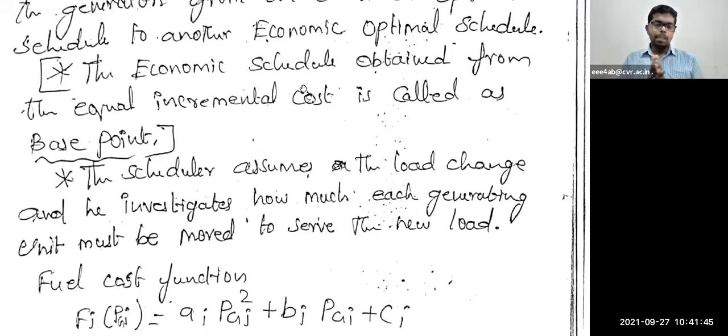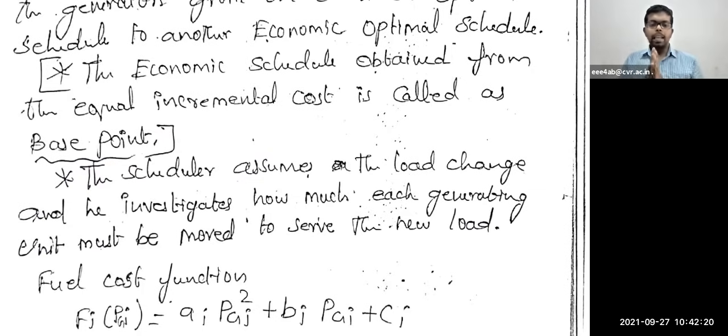In the load dispatch centers, the scheduler will be there. The scheduler assumes the load change, and he investigates how much each generating unit must be moved to serve the new load. Say for example, one particular generating station is generating some 1000 megawatt. Suddenly the demand increases, say from a total demand of 15,000 megawatt up to 17,000 megawatt. 2,000 megawatt you need to increase.